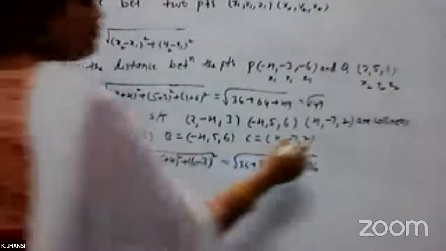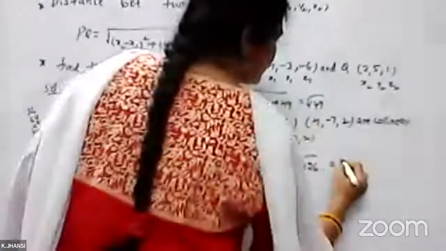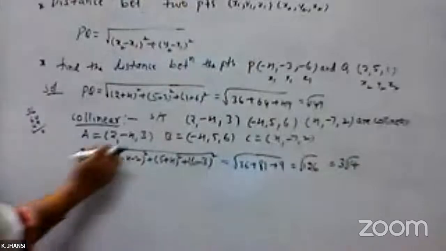So root 126. If you find the root of this one, you will not get a perfect square, but you can write it as 3 root 14. So this is AB.